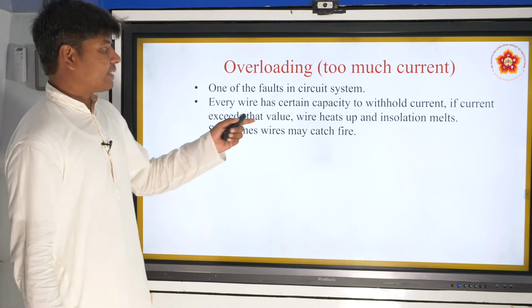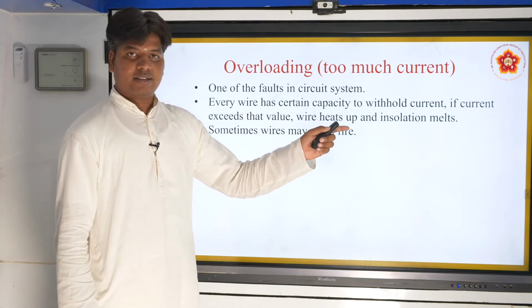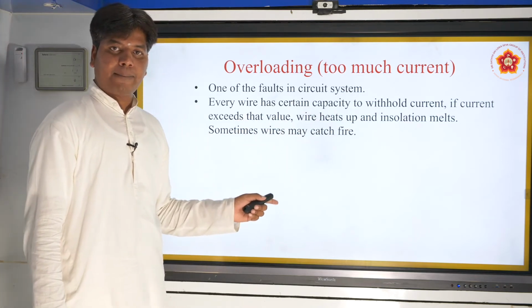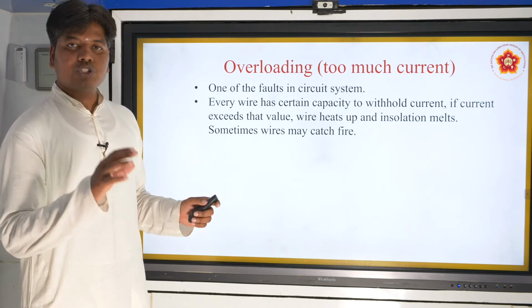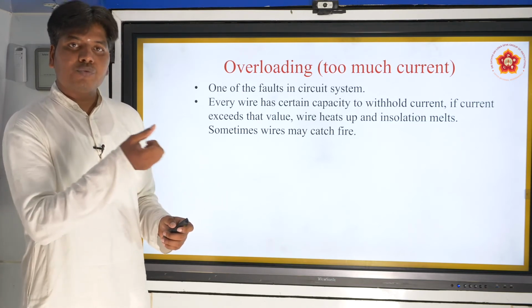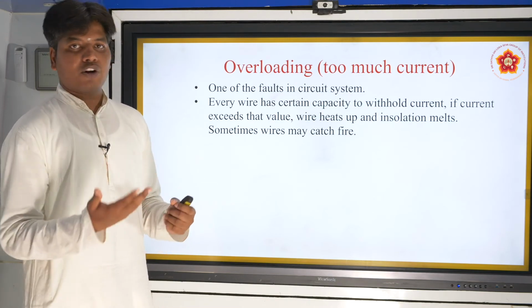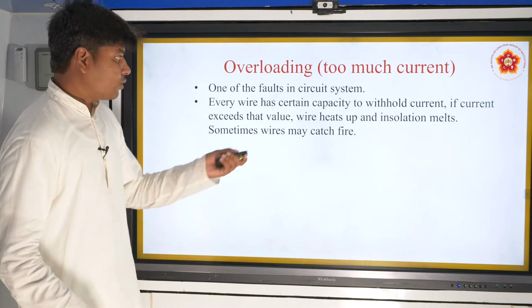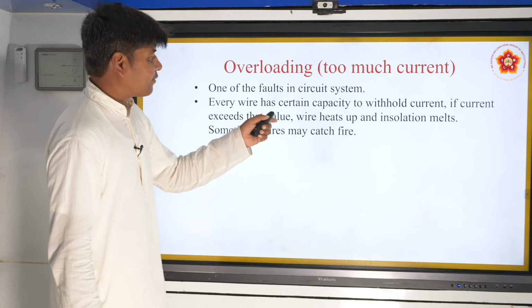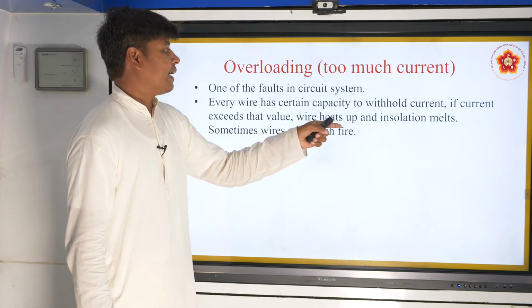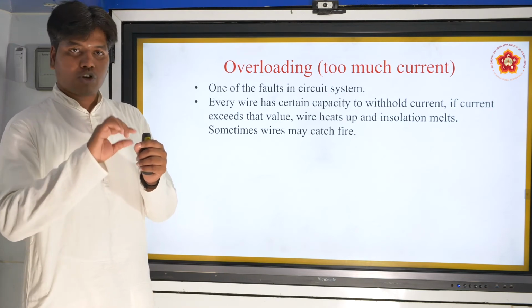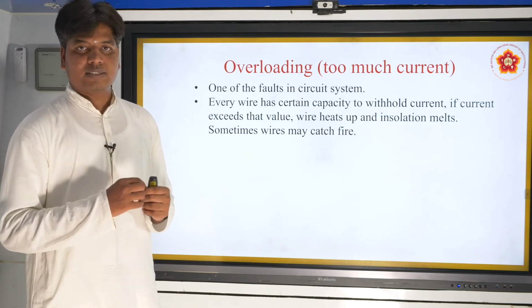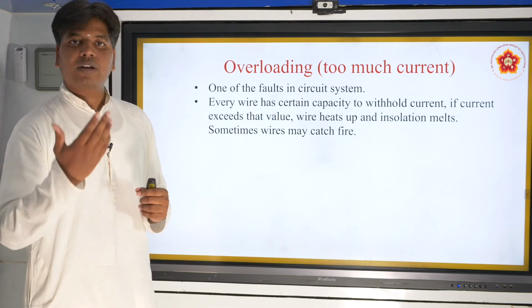Every wire has a certain capacity to withstand current. Like we saw in the 15 amp line and 5 amp line. Those wires are different. Those wires have a certain capacity to withstand current. Above that, they cannot hold the current. So if the current exceeds that value, the wire heats up and insulation melts. You can see the red and black insulation on top of copper wires. Those are insulation. If you have more current, what happens?